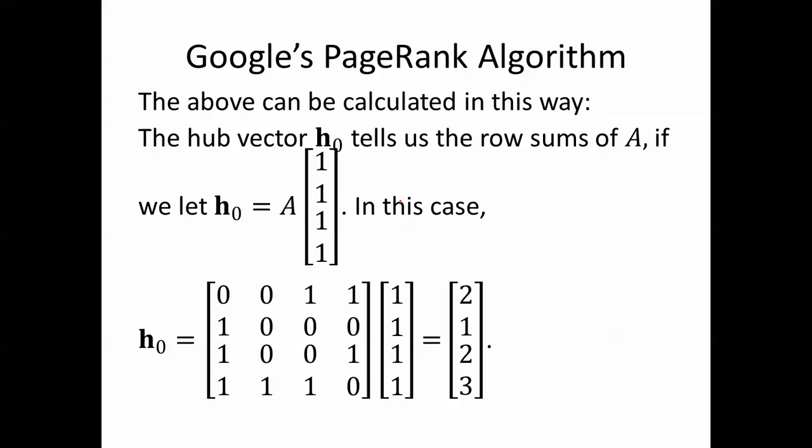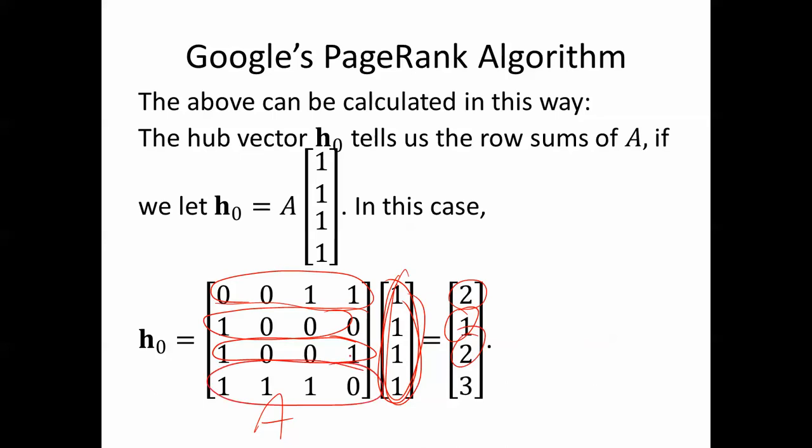The hub vector h0 tells us the row sums of A if we let h0 equal A times 1, 1, 1, 1. So here is our vector, here's our matrix A, multiplied by 1, 1, 1, 1. And notice what we get. When we multiply this row by this column, we basically get the sum of the entries in the row, which in this case is 2. This row times this column gives us 1. Dot product of this row and this column gives us 2, and the dot product of this row and this column gives us 3. So 2, 1, 2, 3 tells us the row sums.